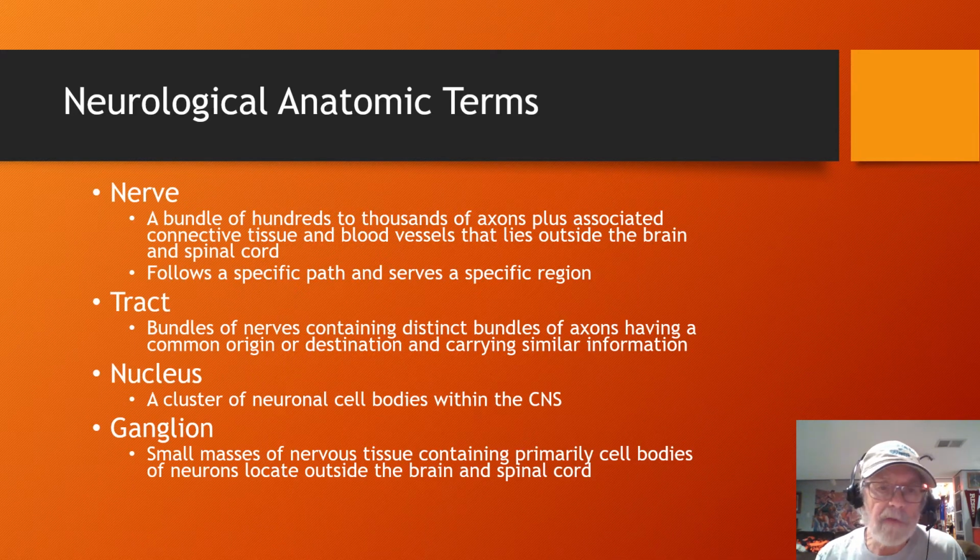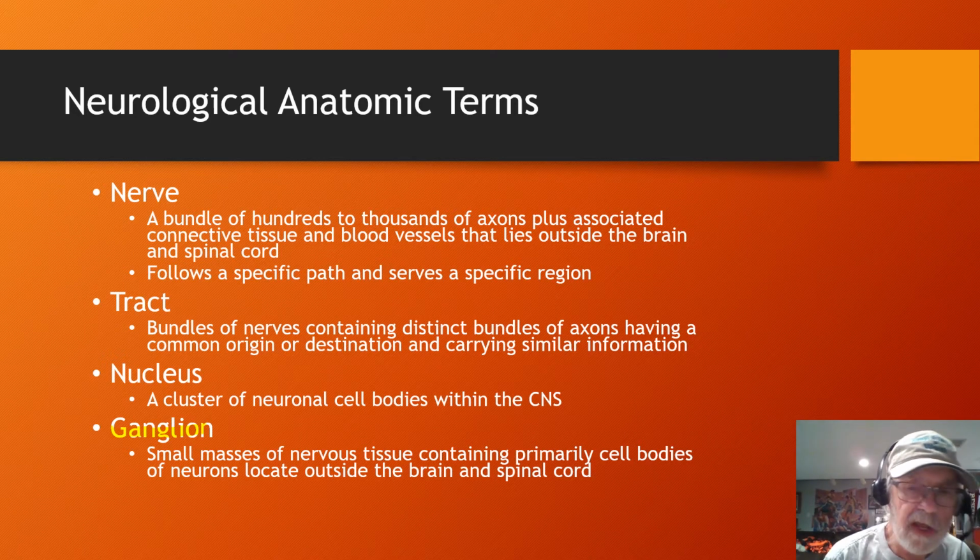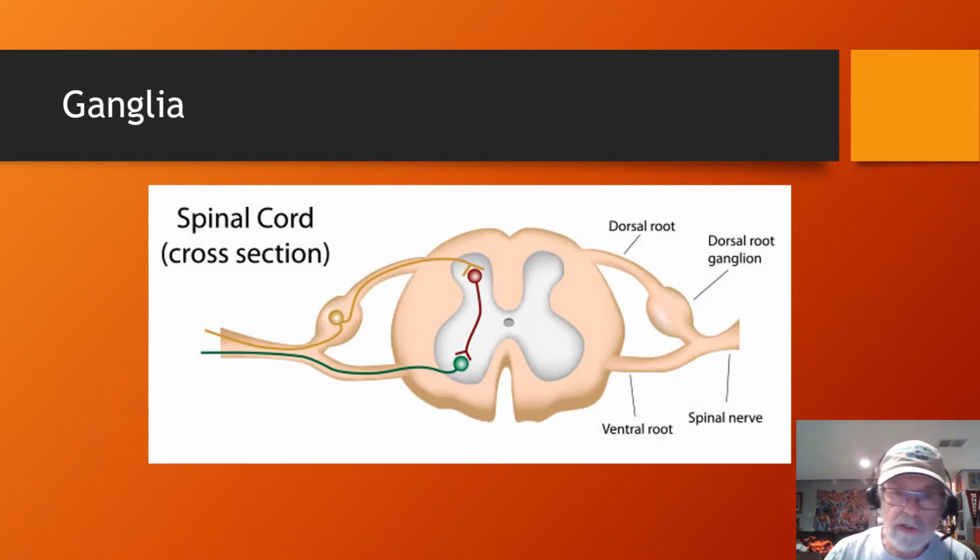So next thing we have to talk about is a ganglion. Now people say, oh yeah, I have a ganglion, I have one on my wrist. No, that's a different thing. That's a ganglionic system. That's a totally different thing. Throw that totally out. We're not talking about that. What happens is a ganglion is small masses of nervous tissue containing primarily cell bodies of neurons that are outside the brain and the spinal cord, where the nucleus was inside the central nervous system. A ganglion is outside.